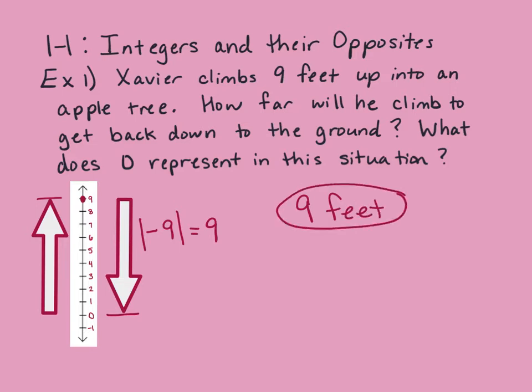And what did we say that 0 represented in this situation? We know he started at 0 and went up to 9 feet in the tree, and then when he climbed back down, he went to a level of 0 feet. So 0 must represent the ground level. So 0 represents the ground.